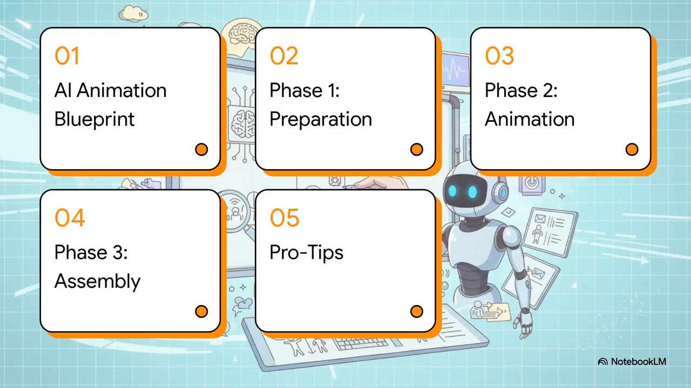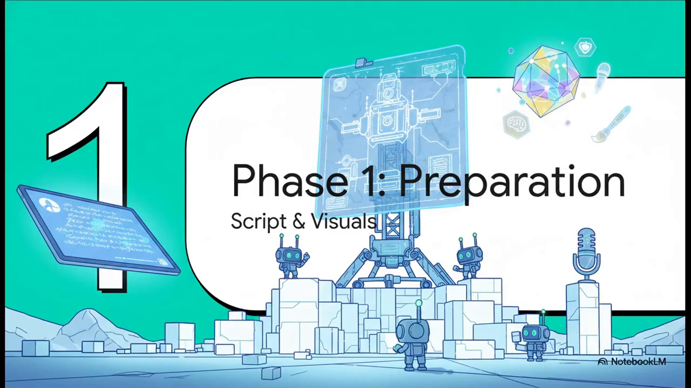And here's our game plan for today. We're going to start with phase 1, which is all about preparation, getting our blueprint and materials ready. Then we'll jump into phase 2, where we actually bring it to life with animation and a voice. After that, phase 3 is the final assembly, and you'll want to stick around for the end, where we'll cover some pro tips for when things don't go quite as planned. All right, let's get into it.